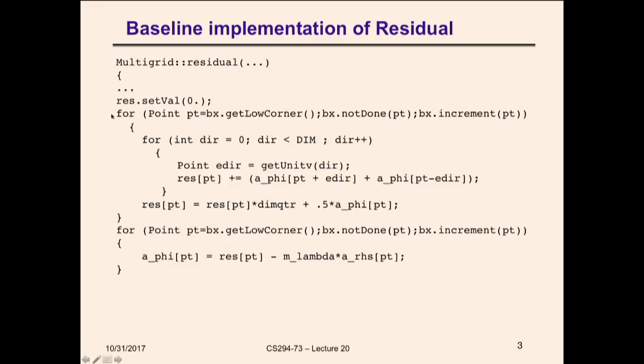You first set your residual to 0. Then you iterate over all the points in your box, in your domain. And then for each point in the box, you compute the Laplacian, which first is done by computing the sum of the things that are offset from the current point, and that's done in a nice dimension-independent way by iterating over dimensions.